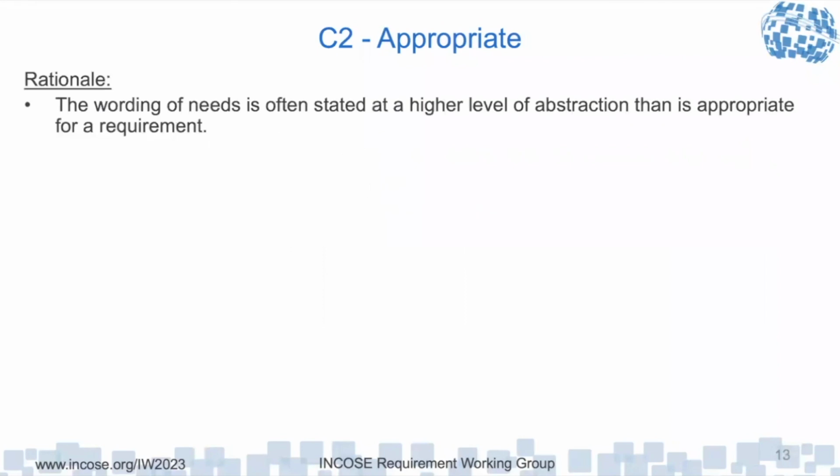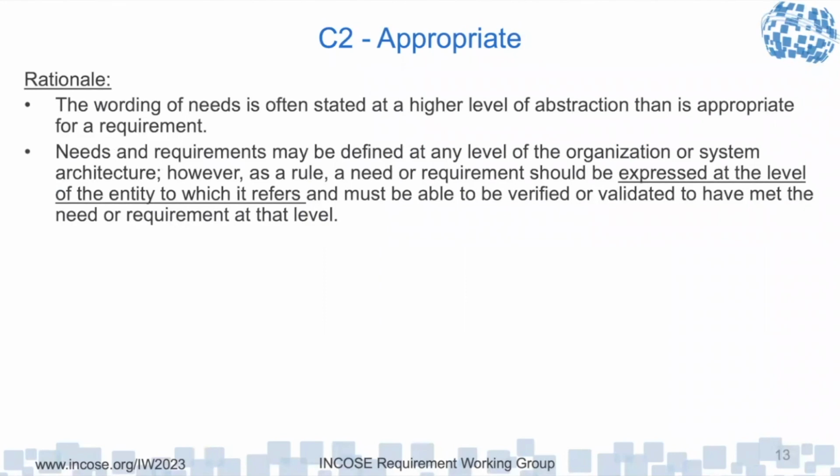So the wording of the needs is often stated at a higher level of abstraction. Needs and requirements, I think, at the level of organizational or system architecture. However, as a rule, a need or requirement should be expressed at the level of the entity to which it refers, and must be able to be verified and validated to have met that need or requirement at that level. And I don't want to have a subsystem requirement shall statement at the system level, because I probably can't verify that requirement at the system level. I have to do it at the subsystem level.